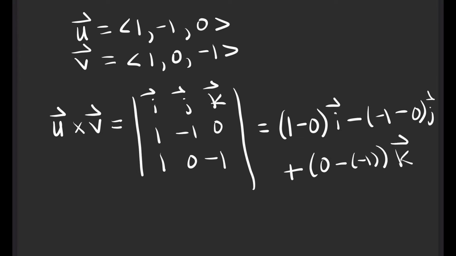Okay. Now to shorten this up, 1 minus 0 will be 1i, minus negative 1 minus 0 is just negative 1. So it becomes plus 1j, plus 0 minus negative 1 is just 1k. So now we have this new vector that is i plus j plus k, and that's equivalent to 1, 1, 1.